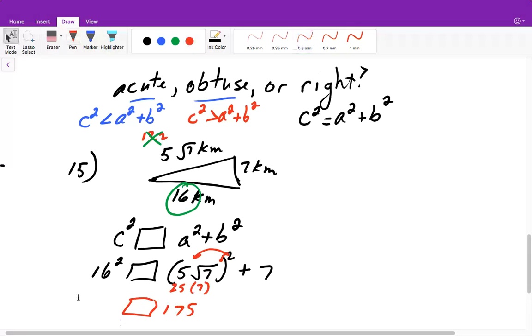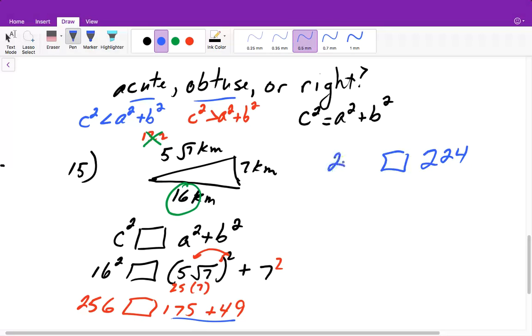16 squared is going to be 256. And 7 squared, I'm sorry, this should have been squared, is equal to 49. All right? 175 plus 49 is going to give me 224. And 224 is less than 256.